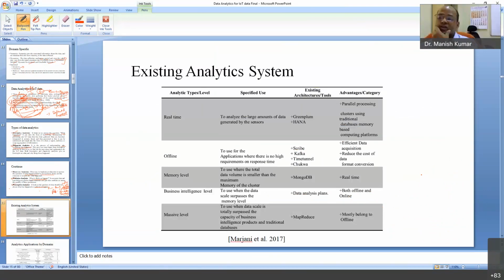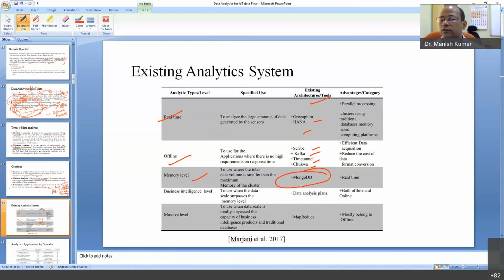These are some existing analytic systems, which were summarized by Marjani in 2017 in a paper. You can see that there are some existing architectures and tools available. For real time, we have Greenplum and HANA, whereas for offline there are Scribe, Kafka, Time Tunnel, Chukwa and others. At the memory level, we have MongoDB. MongoDB is very popular. Even we are using it in so many applications these days.